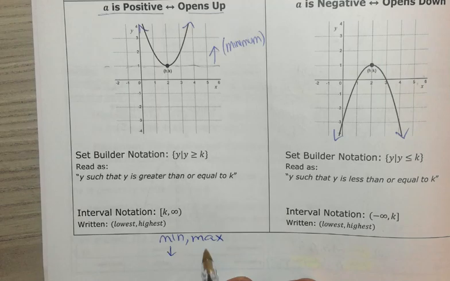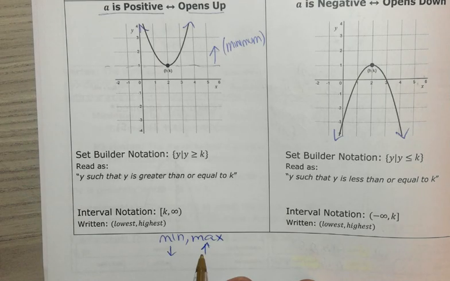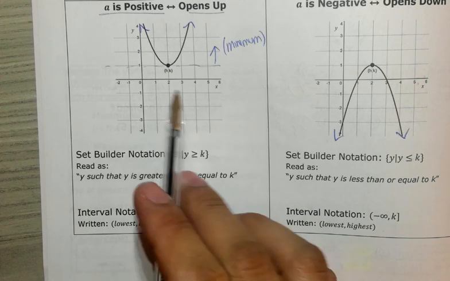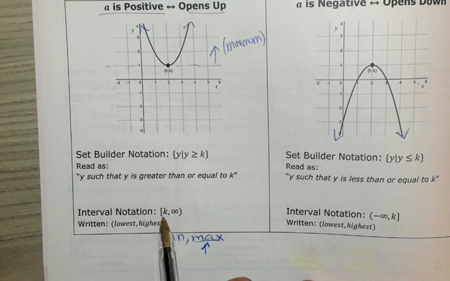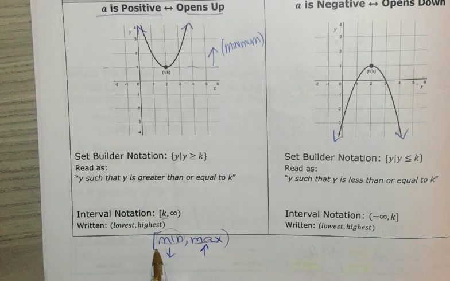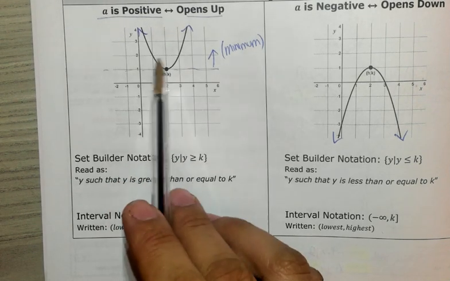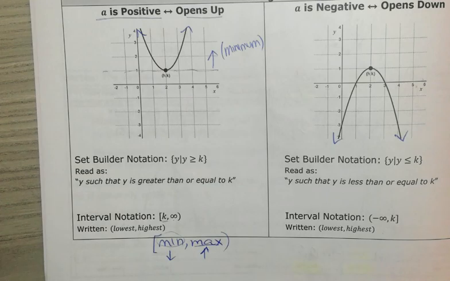Your minimum is your lowest, your maximum is your highest. Because the graph is opening up, it's going to go up forever, which means you will have infinity as your max. Because the graph is turning at the bottom, creating that minimum, that is where you specify the lowest value. So the first value will be a number, followed by infinity, bracket, parentheses. Bracket means it's touching the number and stopping there.